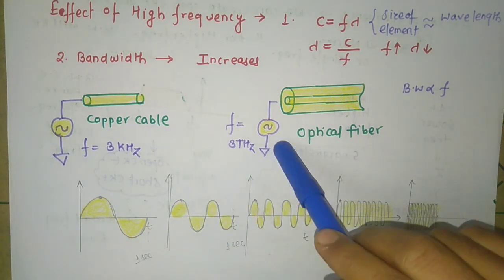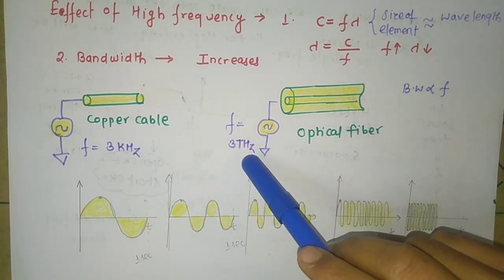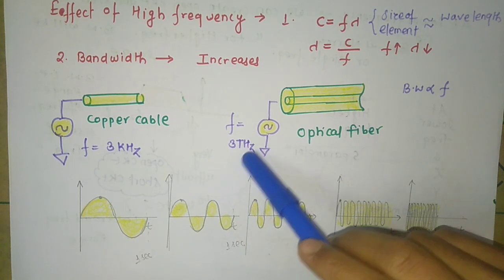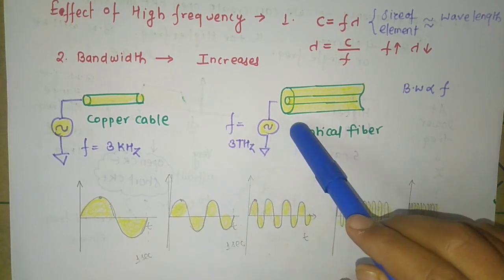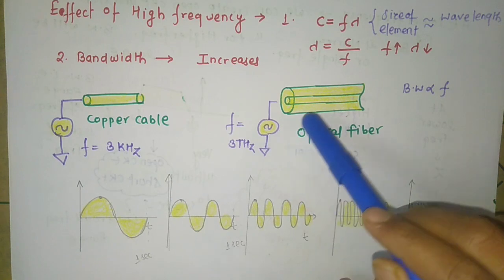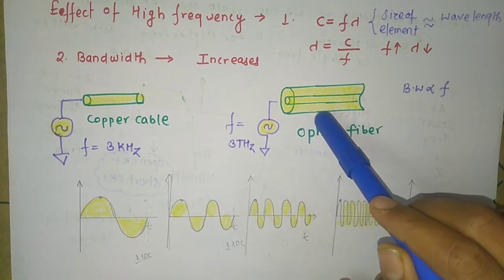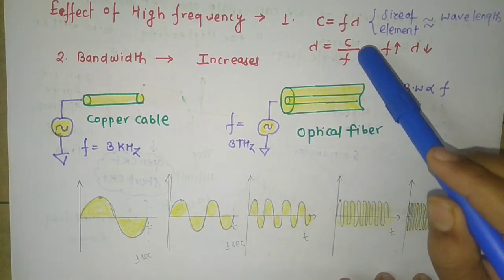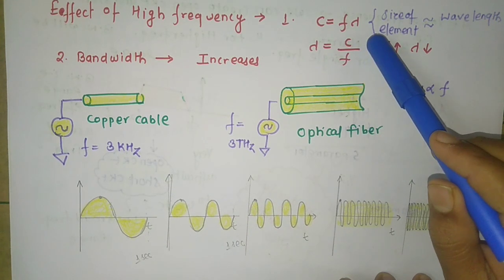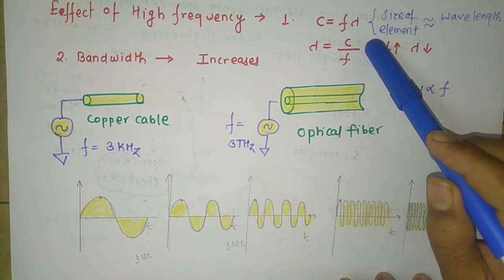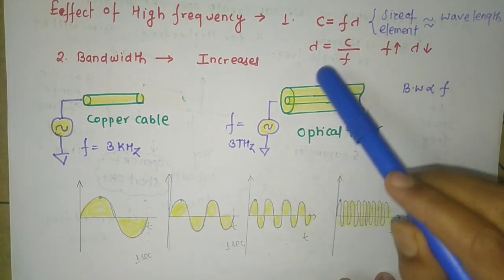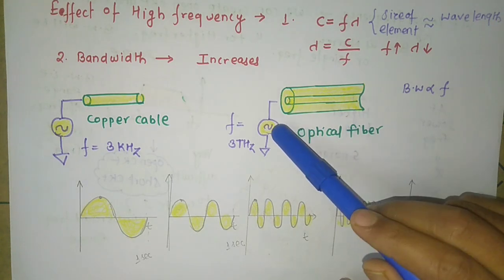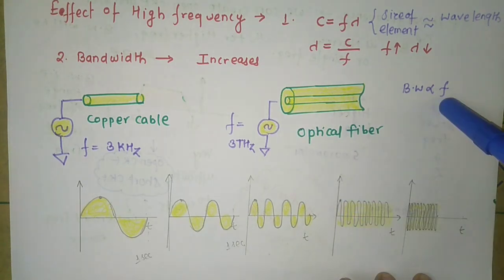In both cases, you can see the operating frequency for the optical fiber cable is high, so its bandwidth will be very high. Notice the effect of high frequency. If you use high frequency, then wavelength will reduce. If you use high frequency, then your bandwidth will increase.